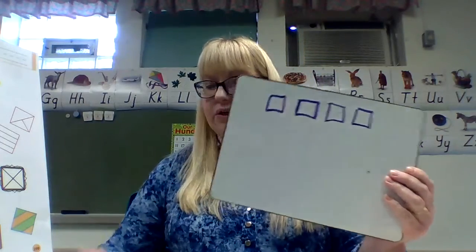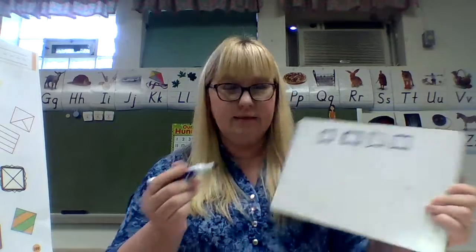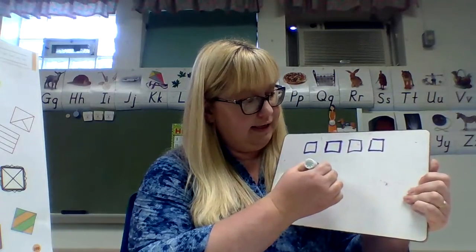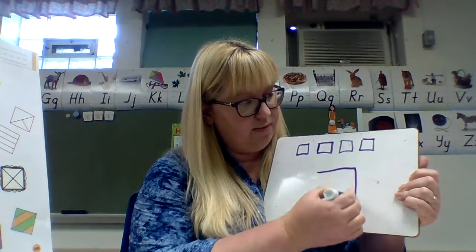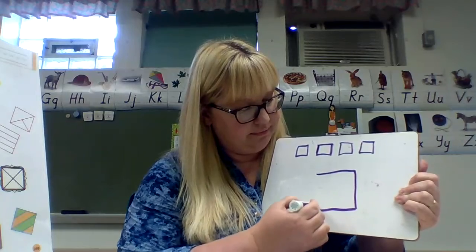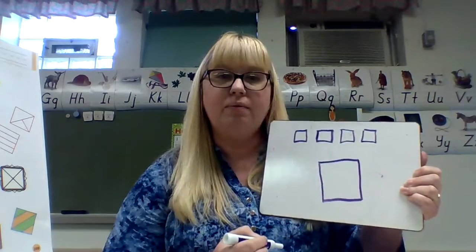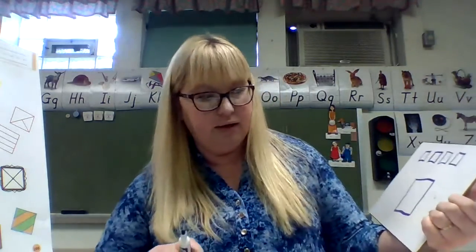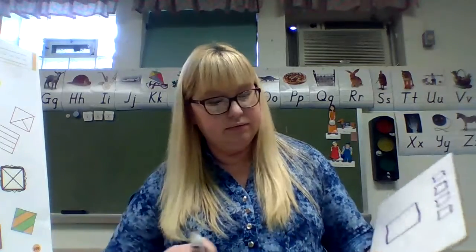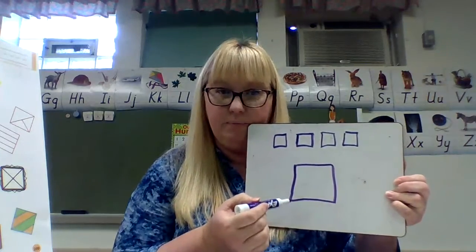So what you're going to do on your test tomorrow is, instead of drawing 4 individual squares, just draw me 1 big square. Okay, you're going to draw me 1 big square. What did I do with my eraser? Let me make this better for you.